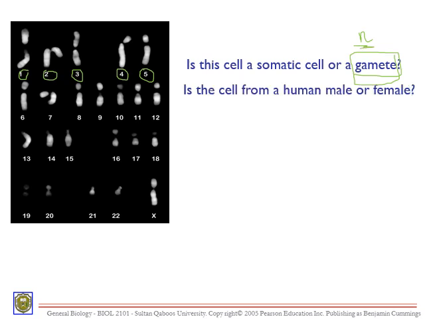Okay, is the cell from a human male or from a human female? How would you know that? You just need to check the sex chromosomes, which is of course at the very end. Always the sex chromosome is number 23. Okay? So in this case it is an X. So the answer is, is it a human male or a female? I'll leave it open and I won't give you the answer. I'm sure you all know the answer for this. Alright?